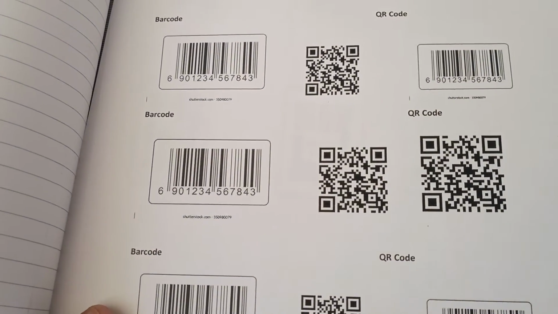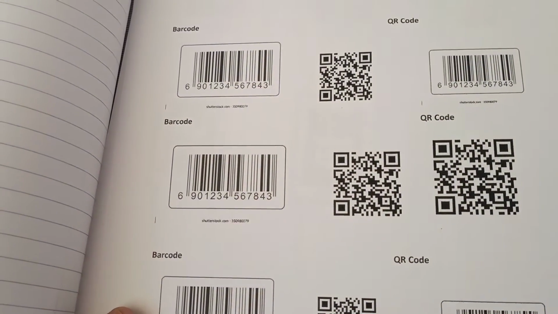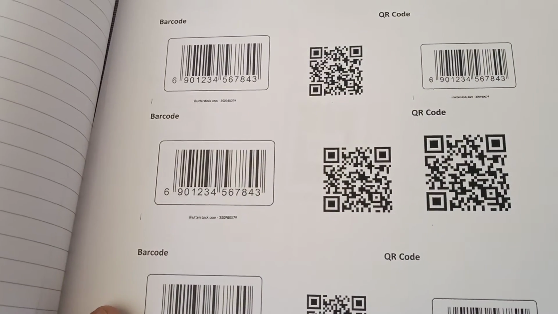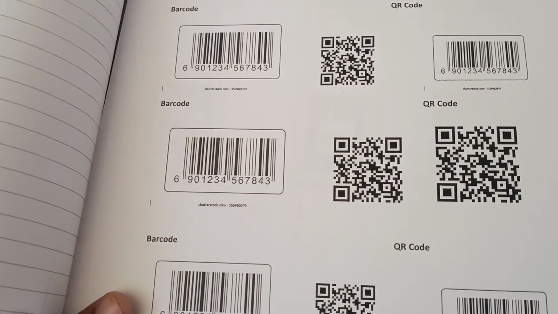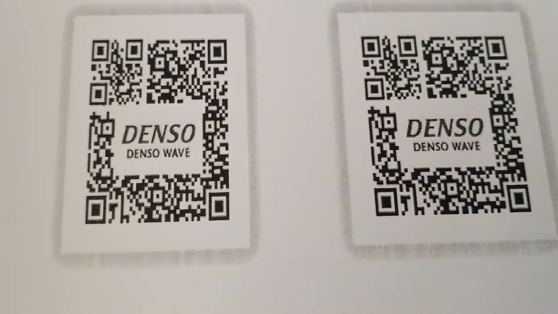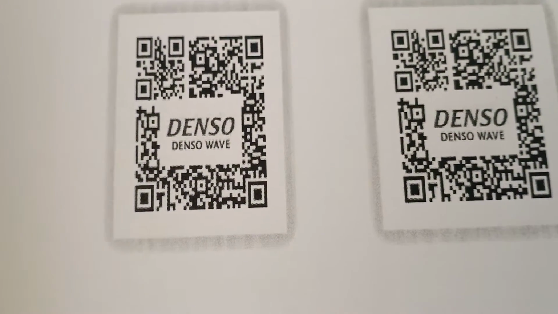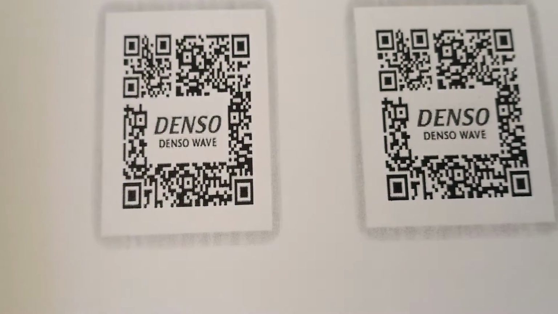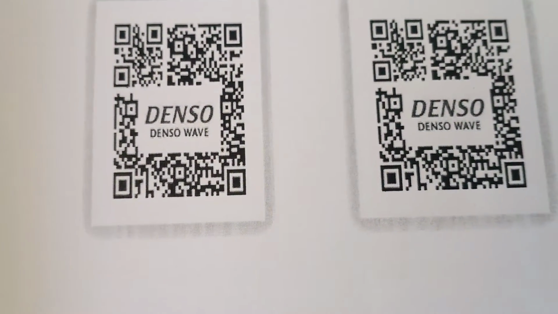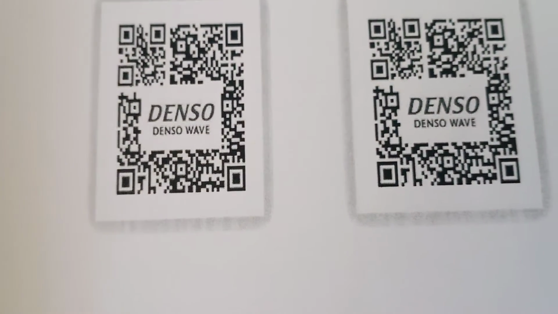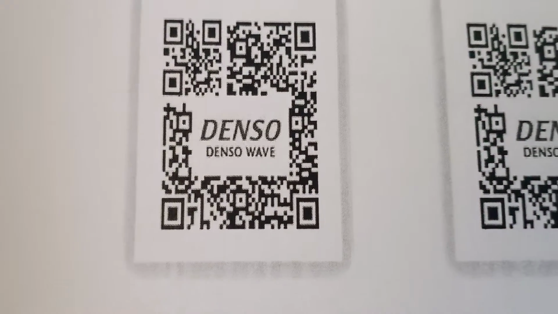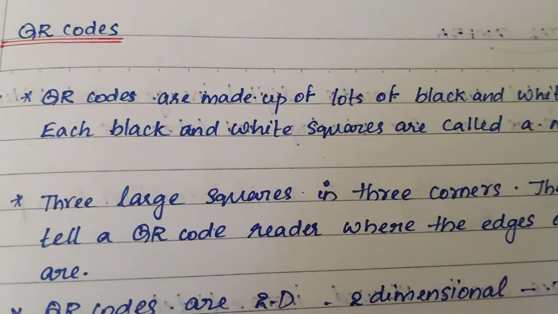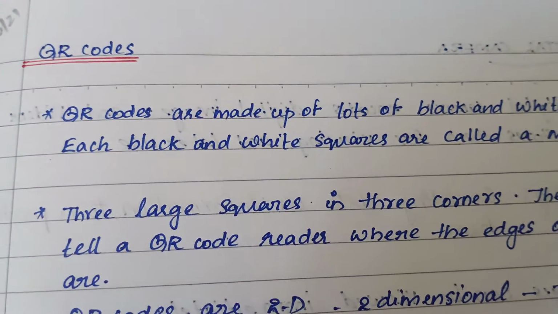Today's session we are going to see about barcodes and QR codes. We'll start with QR codes. Here you are seeing a QR code picture, and we will explain what each box represents. If you see closely, you can see small black and white squares here. And this is a QR code.